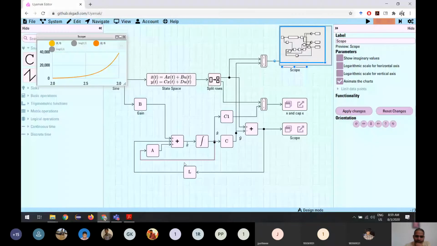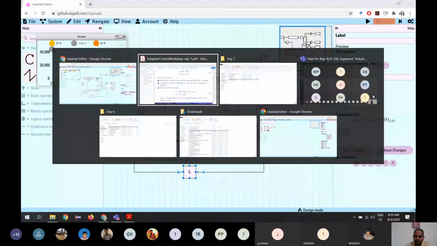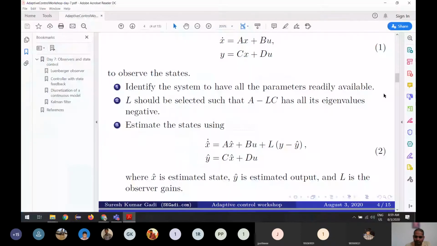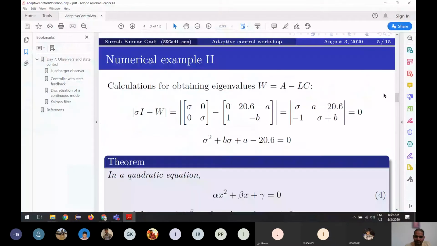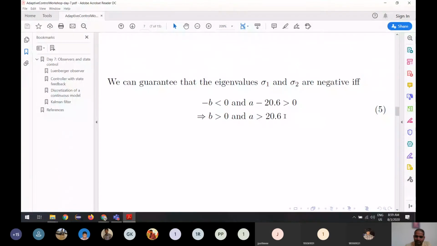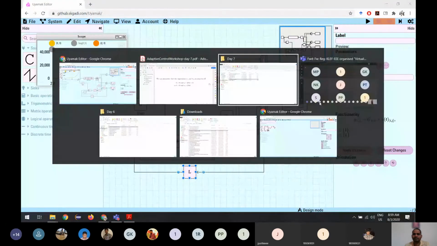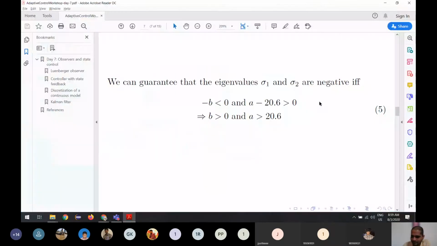Let me show what values I'm using for L. I'm using 50 and 20. I'm using a little big value, so it should be stable. What values can we take? We can have 20.6 and anything greater than 0. So what I'm taking is 50 and 20. So it should be fine. If you have any doubts, please ask me.